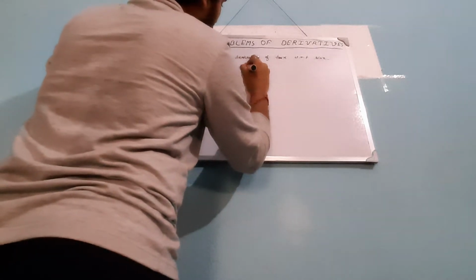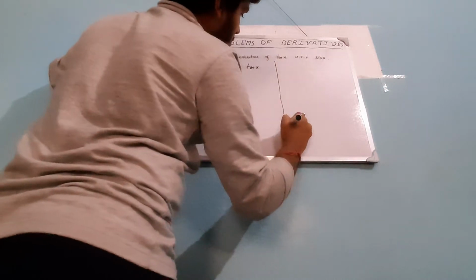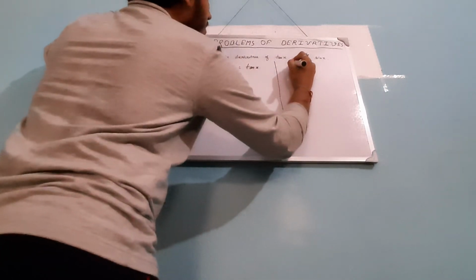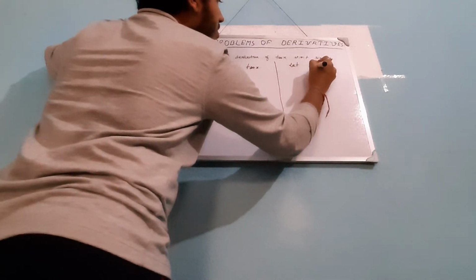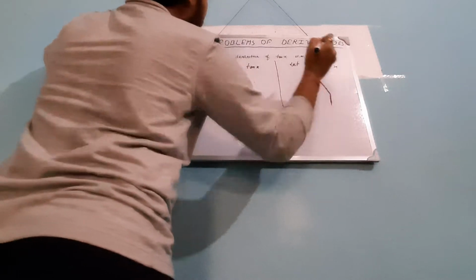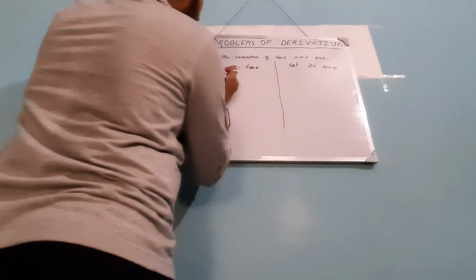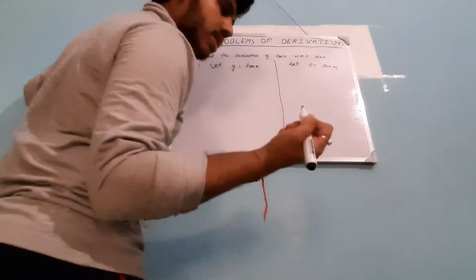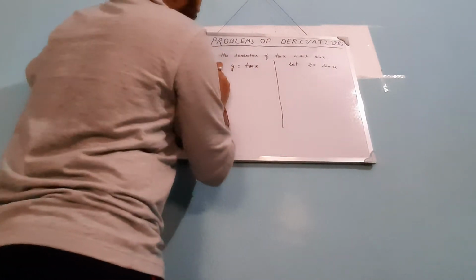So I am thinking, let y equals tan x, and let z equals sin x. Okay, then the derivative is the same. I have told you in the previous problems: differentiating both sides with respect to x. I am not writing it again and again.